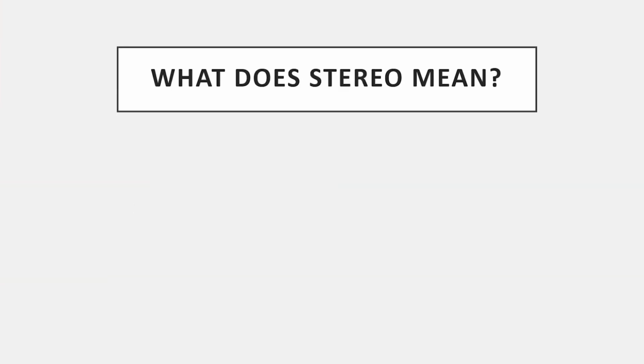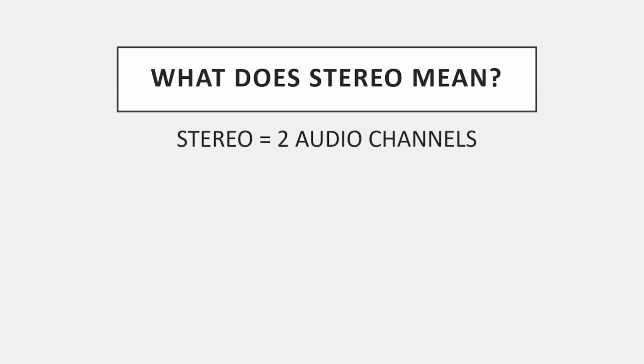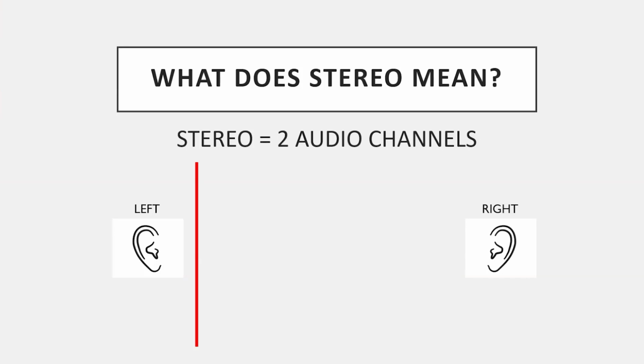And what does stereo mean? So stereo is 2 audio channels. So you've got your left ear and your right ear. So where do you think these channels are going to go? They're going to go more towards the left and the right ears. So the best way to think of this is if you've got 2 speakers or 2 headphones, then there's 2 audio channels. There's the left one and there's the right one, and they go in your left and right ear.